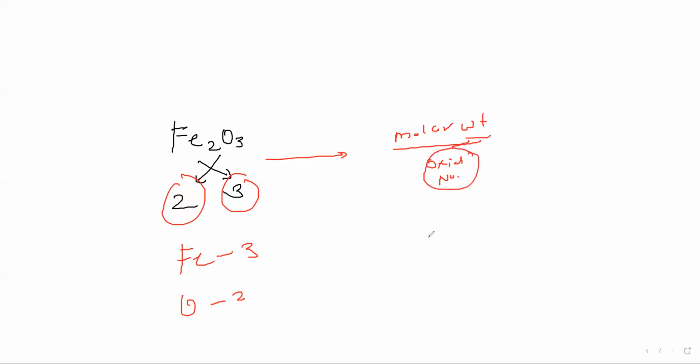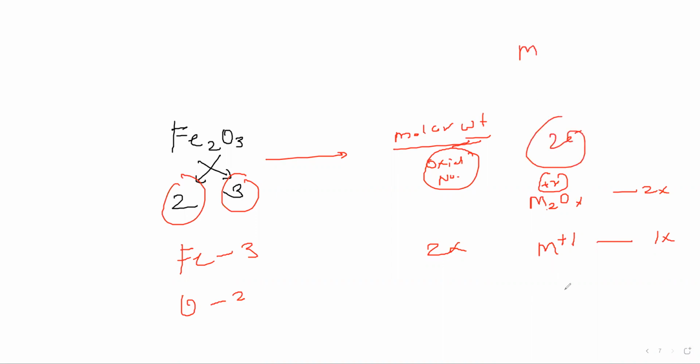But here they have written 2x. In case of M2OX, they have written 2x. And in case of only M, they have written X. Means what? The charge on this is +1 and this M2 is +1 into 2. So +2 will be there. Because metal has the tendency to lose the electron. So how many electrons will be lost here? 2 electrons. Here only 1 electron is lost. So that's why 1x and 2x.